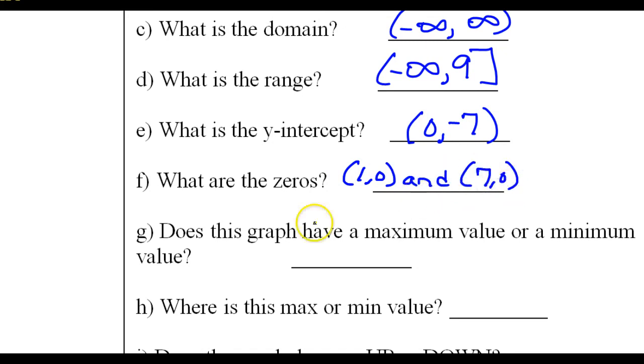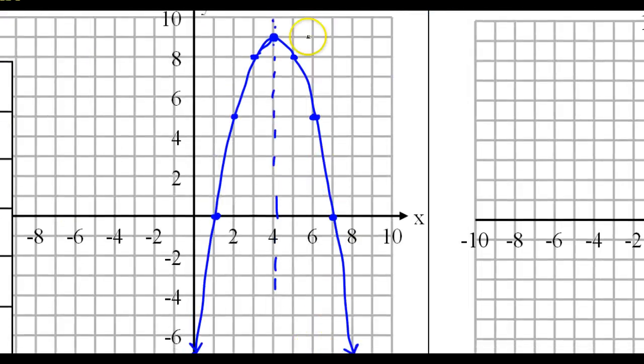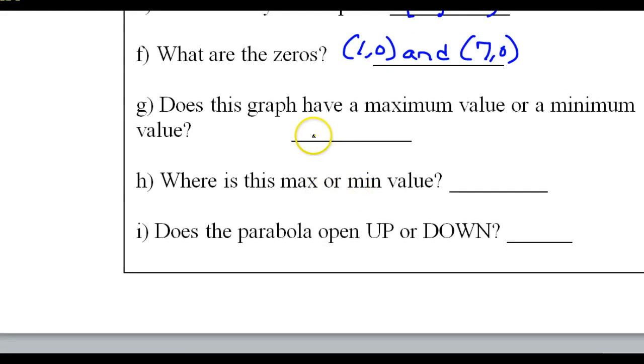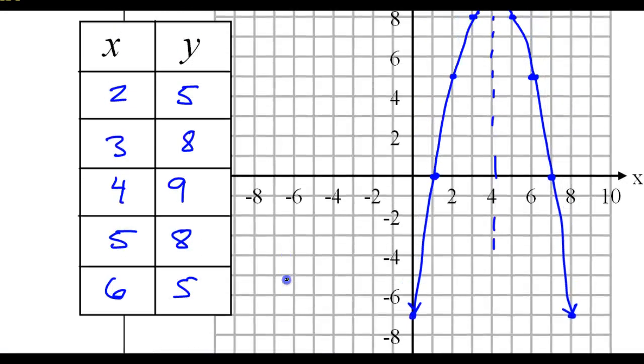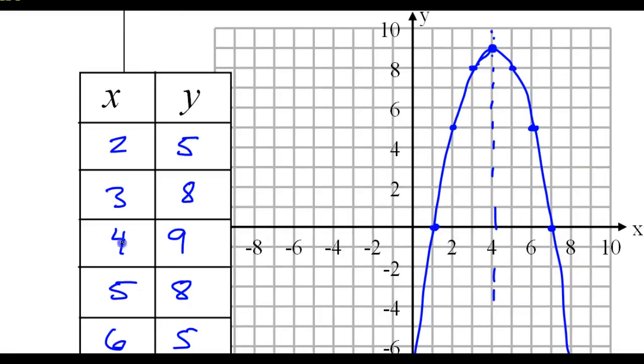All right, does this graph have a maximum or a minimum? It has a maximum. It has no minimum. Okay, where is the maximum value? When they say where, they're talking about an x value. Okay, so that's going to be 4. All right, the maximum value of 9 is at an x value of 4.